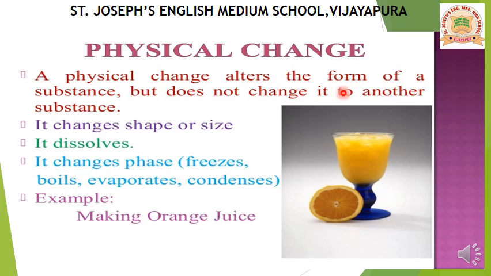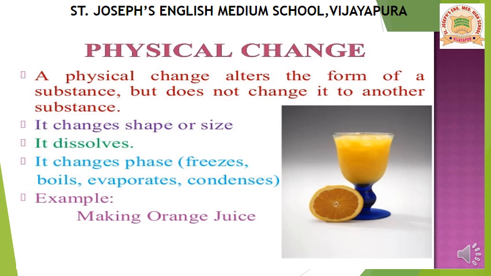Physical change alters the form of a physical substance, but does not change it to another substance. It changes shape or size. The shape or size of the substance will change. It dissolves. It changes phases, means freeze, boil, evaporate, condense, like this. When we heat, the shape of the object may change. Such changes which occur by heating, evaporating, freezing or condensing are all examples of physical change.